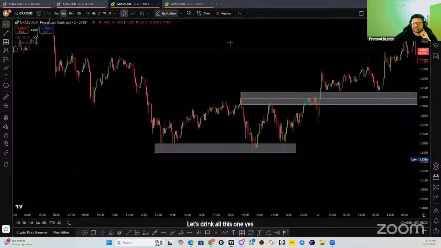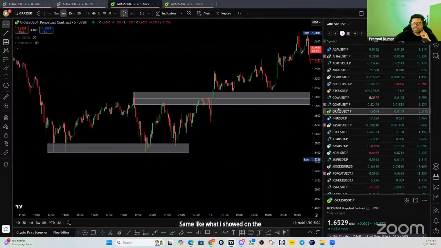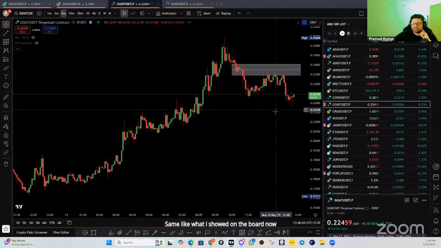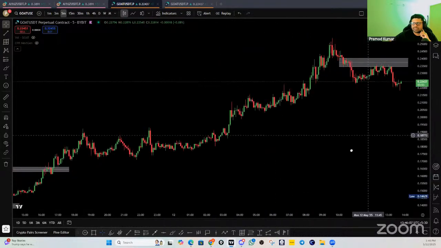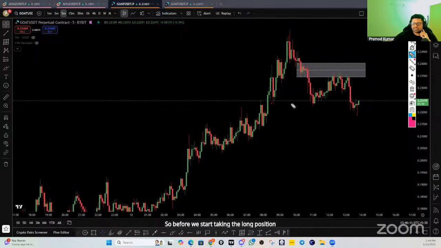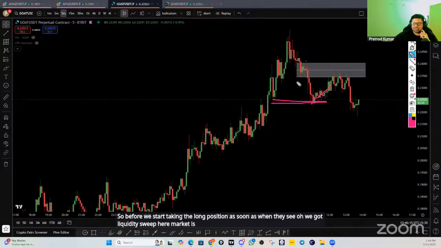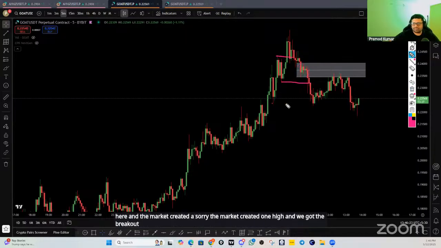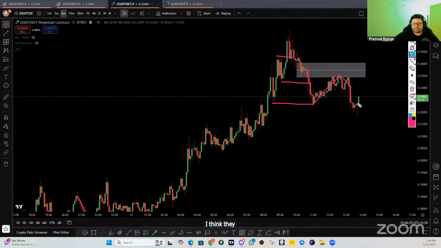Same like what I showed on the board now. So people will start taking the long position as soon as they see, oh, we got a liquidity sweep here, market is going up. But they don't see we have an order block here and the market created one high and we got the breakout. They think it is a liquidity sweep, but the reality is this.